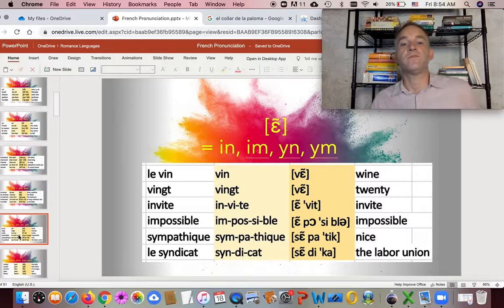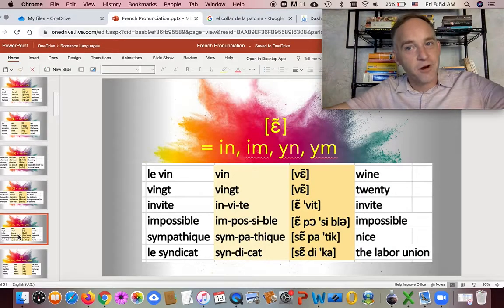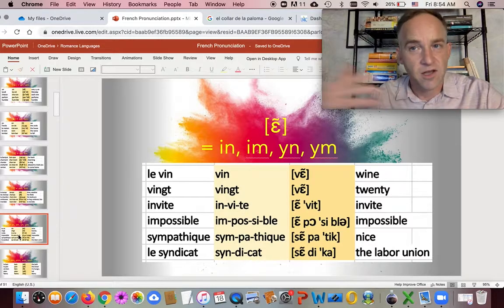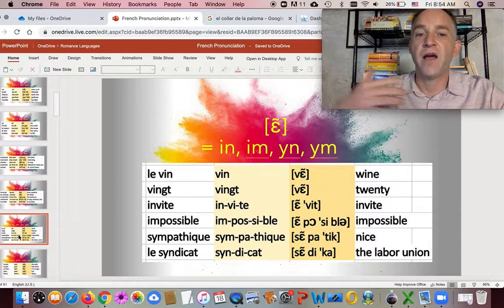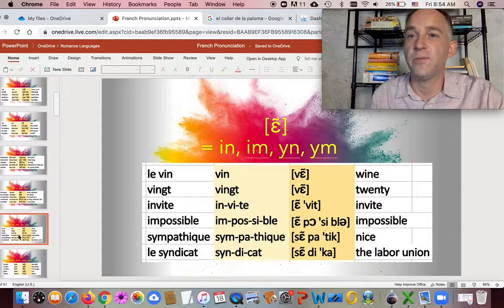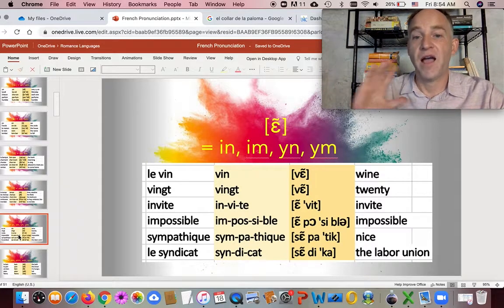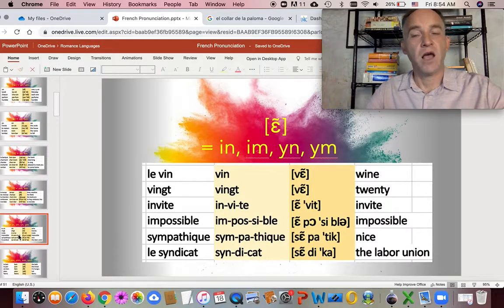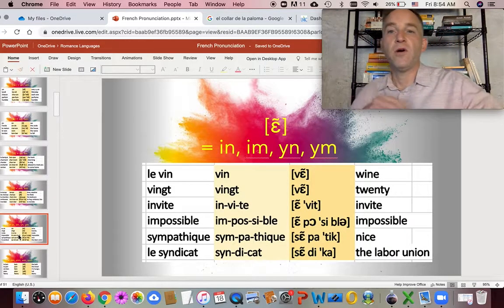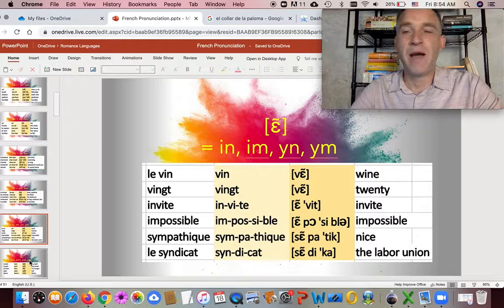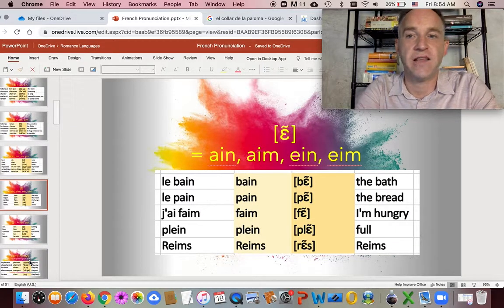Okay, so actually the emphasis will be on the end of the words. I'm kind of emphasizing the nasal vowel sound right now, but when you speak, the emphasis is always at the end of the word or sentence. Vin, vin. Those first two words are pronounced exactly the same. Vin, vin. Invite, impossible, sympathique, syndicat. Okay, we will talk about the other vowels in a different video, but there are about 15 vowel sounds in French, and these four are the only four nasal vowel sounds.